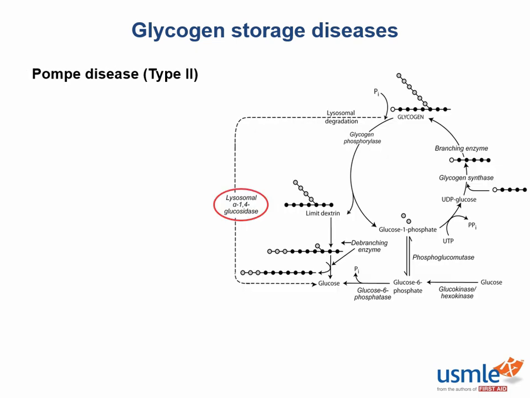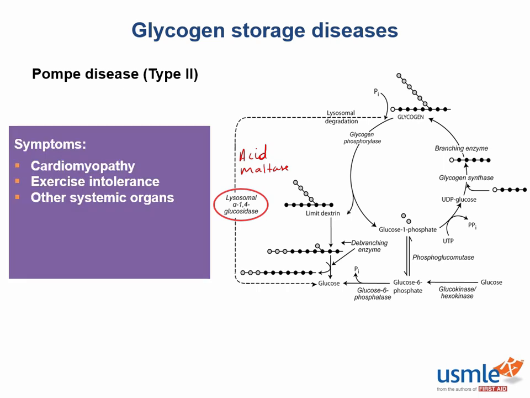Now next up, we have type 2 glycogen storage disease, or Pompe disease. And this is caused by a deficiency in lysosomal alpha-1,4 glucosidase with alpha-1,6 glucosidase activity, which is also known as acid maltase. Now this enzyme breaks down glycogen into glucose within lysosomes, and it's associated with some fairly serious symptoms that affect primarily the liver, the heart, as well as skeletal muscle.